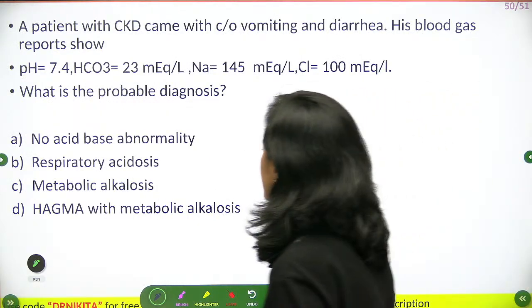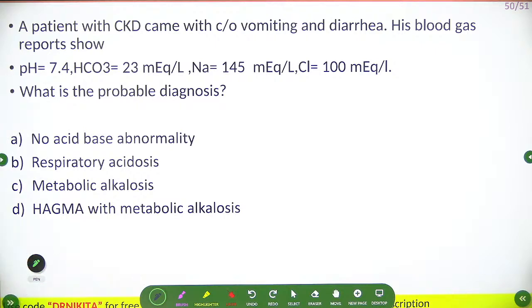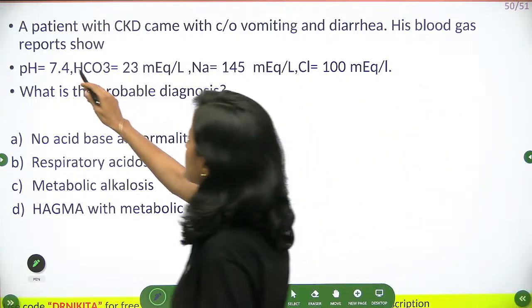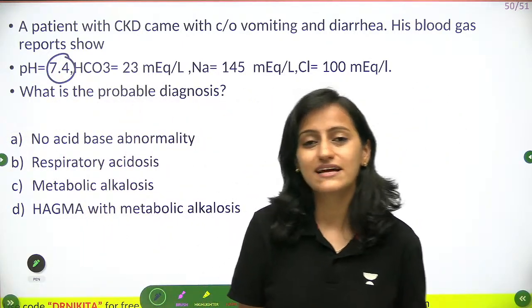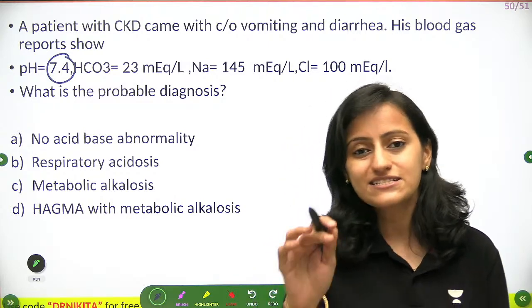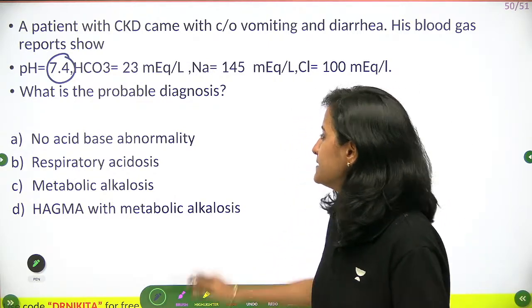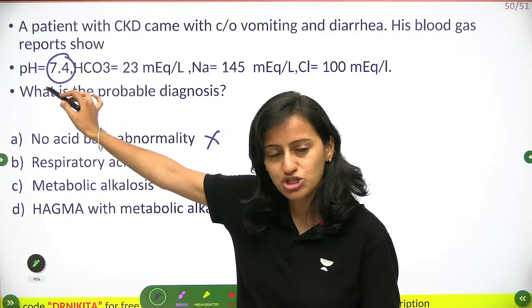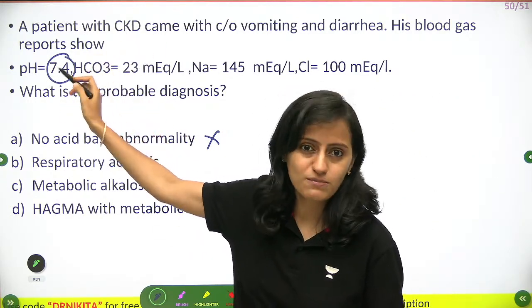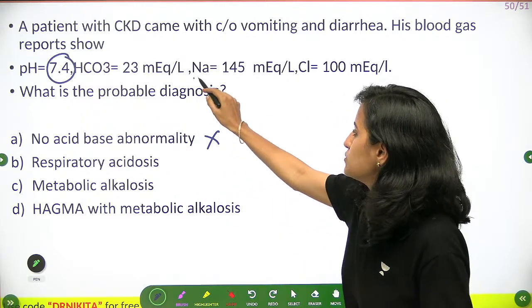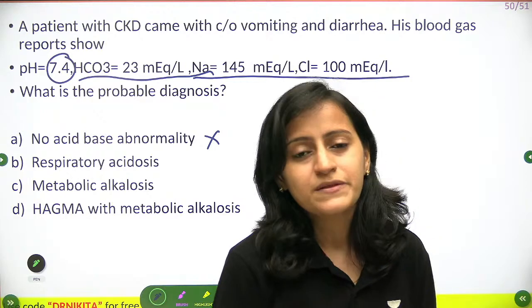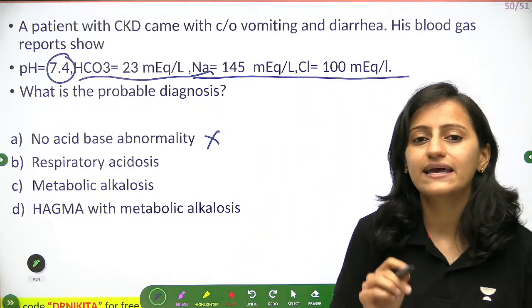Alright, next one. Now this is your mixed acid-base disorder question that is generally asked. Do not get trapped in such questions. When they tell you that the pH is 7.4, do not think that the patient does not have anything. This is just a trap laid by the examiner. So this is not a no acid-base abnormality. Generally in such questions where the normal pH 7.4 is given, along with that you would be given your sodium, chloride and bicarbonate values. Why? Because they want you to calculate the anion gap.